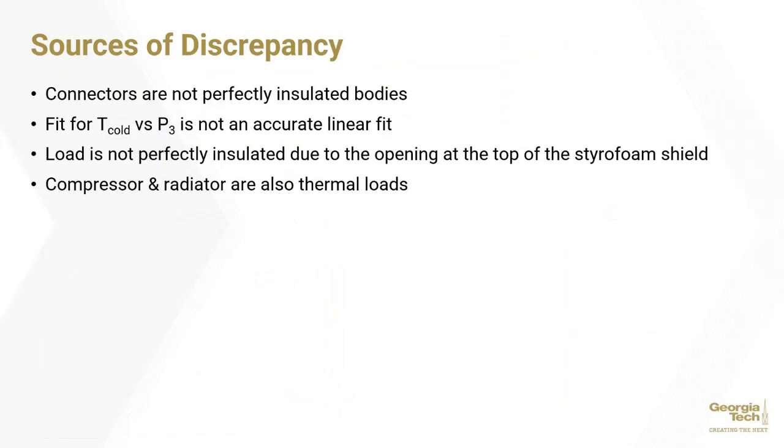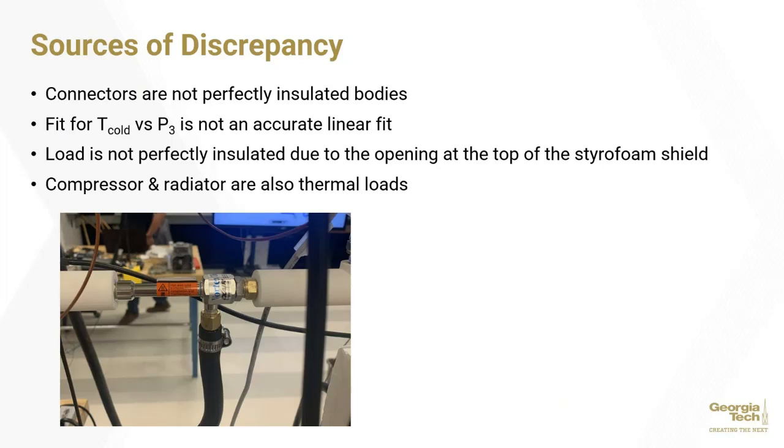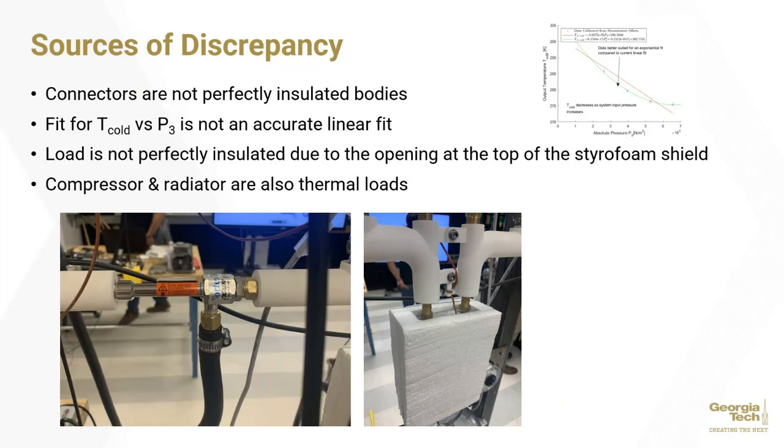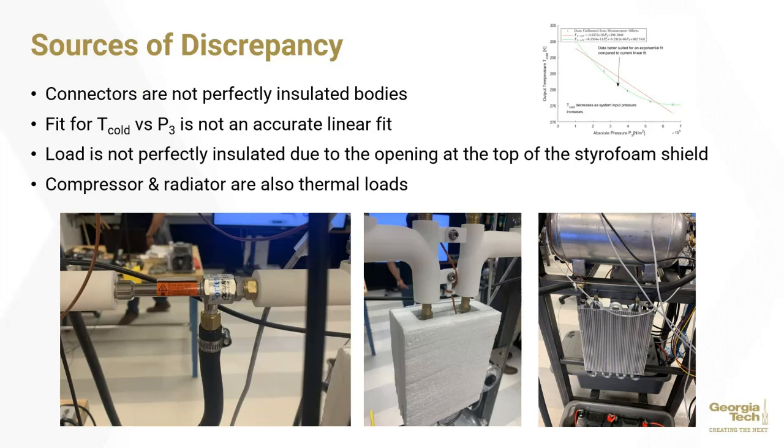Some sources of discrepancy. First of all, the connectors are not perfectly insulated bodies. The pipes will have some heat exchange with the environment. The linear fits, especially those for the cold temperature versus P3, are not accurate. They are taking a linear fit to data that is clearly not linear and therefore not modeling the behavior properly. The load is not perfectly insulated from the environment. There is a gap in the insulation at the top that will not be accounted for in the lumped capacitance model. Finally, the compressor and radiator are thermal loads that are not accounted for by the model.